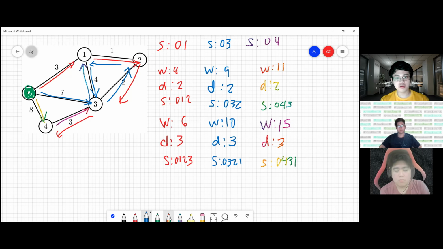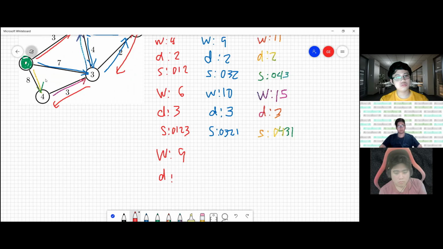And for the rainbow, same as blue, we shouldn't assign it to 0 yet because it hasn't traversed node 2 yet. So let's put the rainbow at 2. So for your red, since we started here and we end up at node 4, our weight now is 3 plus 1, 4 plus 2, 6 plus 3, 9. The distance now is 4. The sequence is 0, 1, 2, 3, 4.